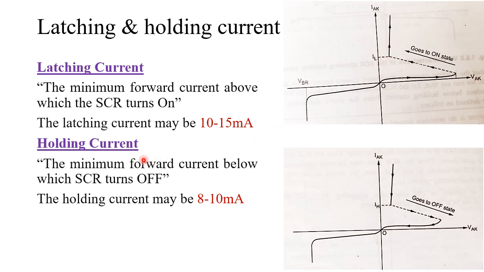Right, next one is the holding current. It is the minimum forward current or anode current below which the SCR turns off. Here you can see the arrow is downwards. That means if it goes below this point, then the SCR is turned off. And normally the latching current will be in the range of 10 to 15 milliamps. The holding current will be in the range of 8 to 10 milliamps.